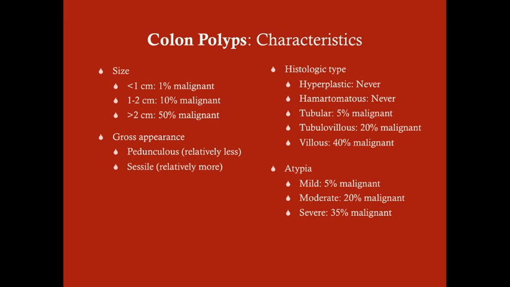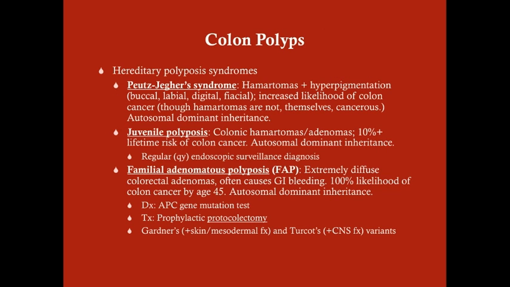You will not be expected to know what those look like, but you will be expected to know that tubular, tubulovillous, and most of all villous carry malignant potential. And then atypia. More atypia means that it's obviously more likely to be malignant, thinking back to Step 1. Okay, so colon polyps, there are these hereditary polyposis syndromes that are important to know about, and I talk about these in the medical section.